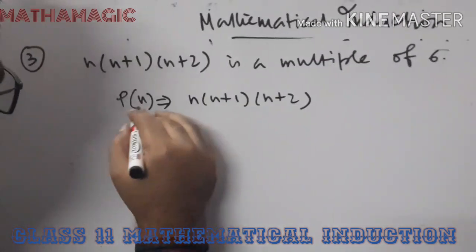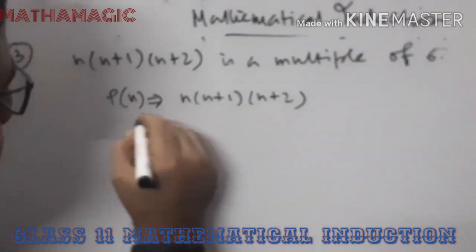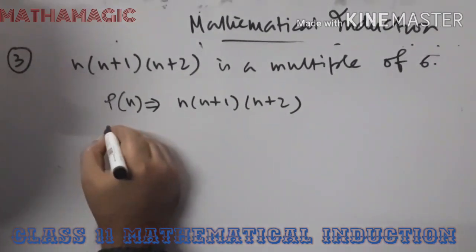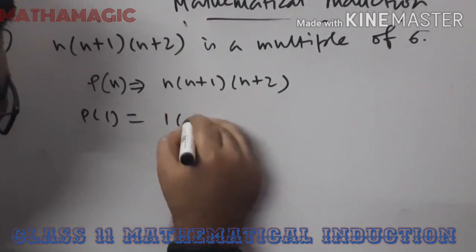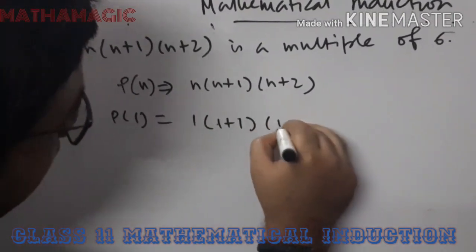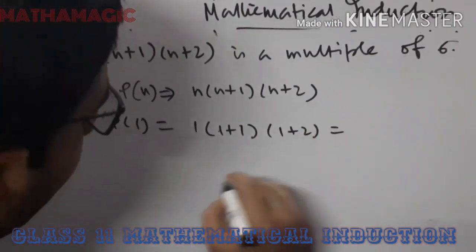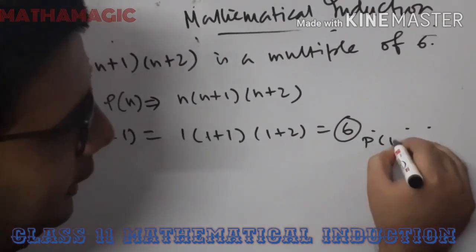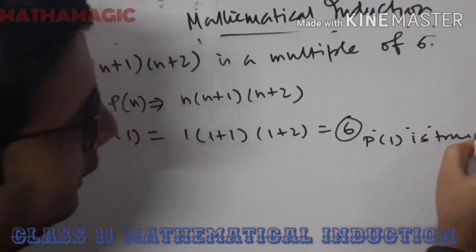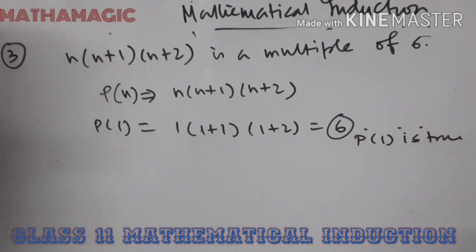Now if we apply the same, then what will be the result? So for P of 1, the value is 1 into (1 plus 1) into (1 plus 2). We'll just follow the same steps whatever we have done till now. So it is 6. 6 is divisible by 6. So definitely P of 1 is true. 6 is a multiple of 6. So P of 1 is true.